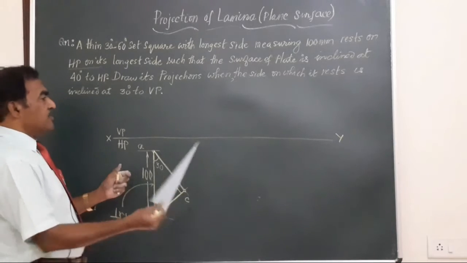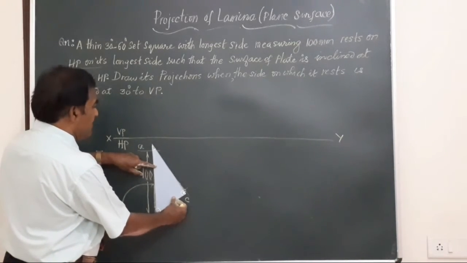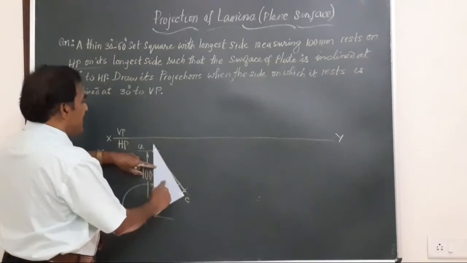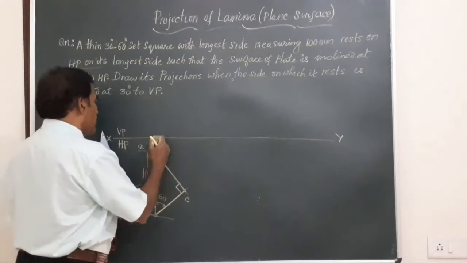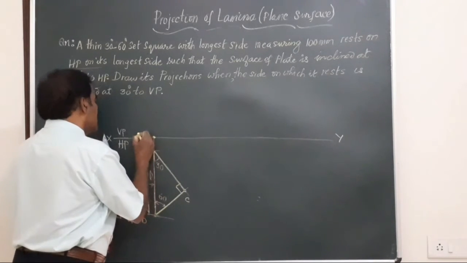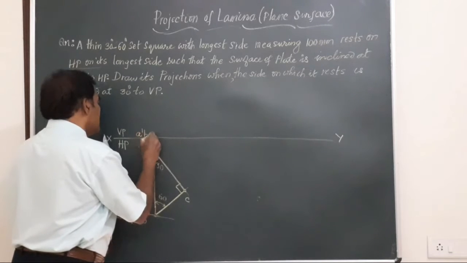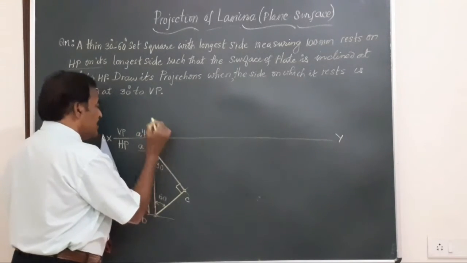Friends, now assume this is pasted on the wall or the VP. In the top view, you get ABC, a line on XY as a top view. So I project a line from here. This point will give us A dash, B dash, because both are on the same line, and this is obviously perpendicular here.